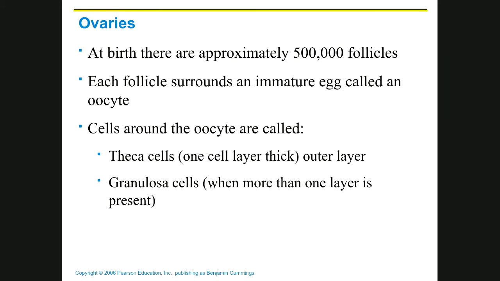So let's talk about this and see how it's different from the testis. Remember when we talked about the testis, we said that we had these spermatogonia. And the spermatogonia were there when the male was born, but they didn't do anything until the male reached puberty. And then they started the process of producing sperm. Females are not like that.